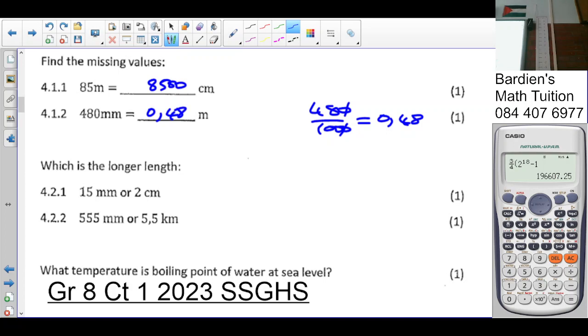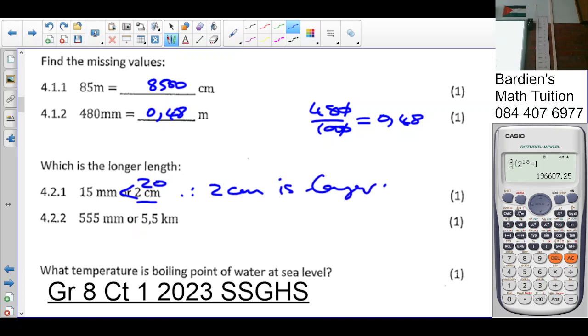Which is the longer length? Firstly we must convert to the same unit. 1 millimeter is normally smaller than 1 centimeter, so we always convert to the smaller SI unit. How many millimeters are there in a centimeter? 10. So how many millimeters are there in 2 centimeters? 20. So which one is longer? 2. So therefore 2 centimeters is longer.